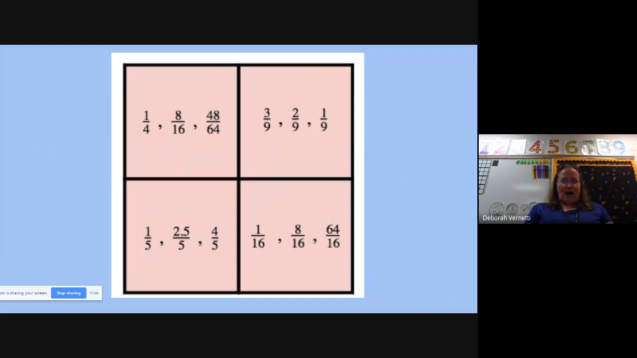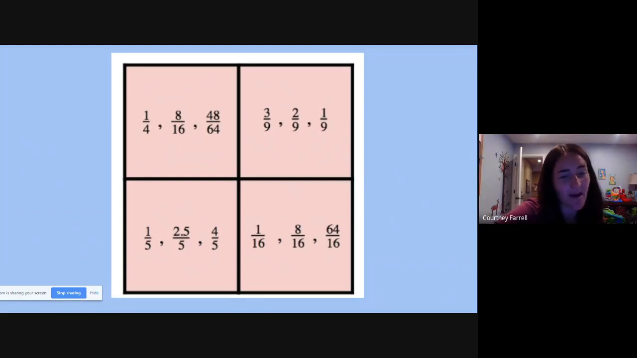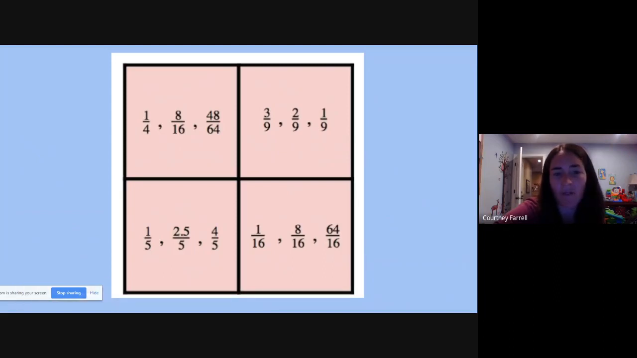So we've mentioned why this one doesn't fit, and we've mentioned why this one doesn't fit, and we've mentioned why this one doesn't fit. What do you think about this one? Why might this one not belong, Mrs. Farrell? I believe that one does not belong because if you look at those fractions, 1/16 is less than a whole, 8/16 is less than 1 whole, but 64/16 is greater than 1 whole. And that is the only fraction on this entire image that is greater than 1 whole. So I think that one doesn't belong because it includes a fraction that is greater than 1.